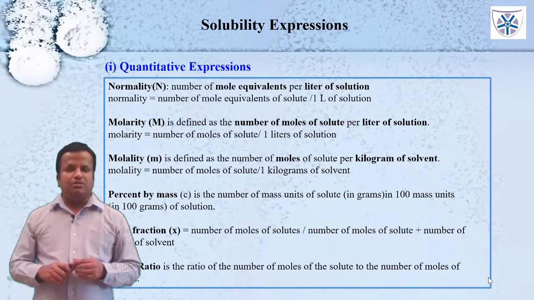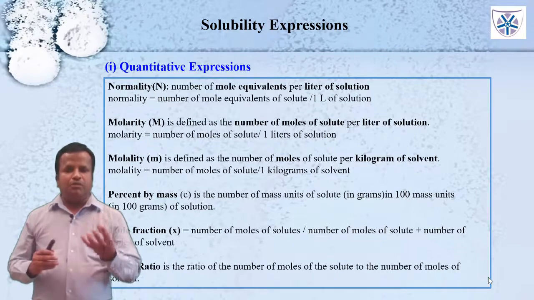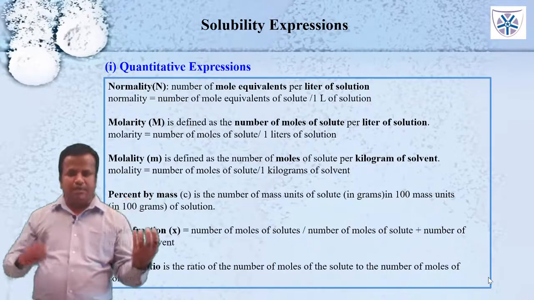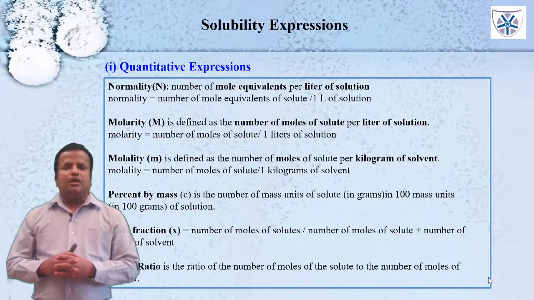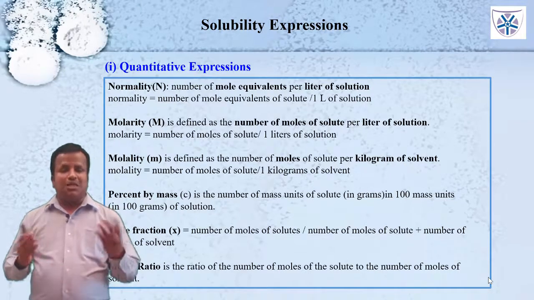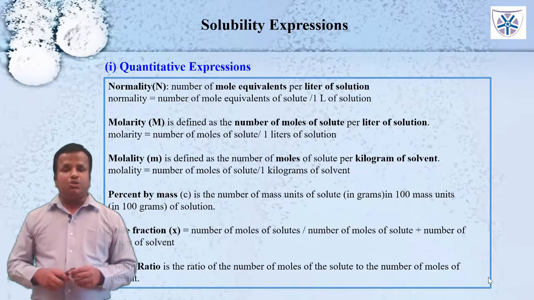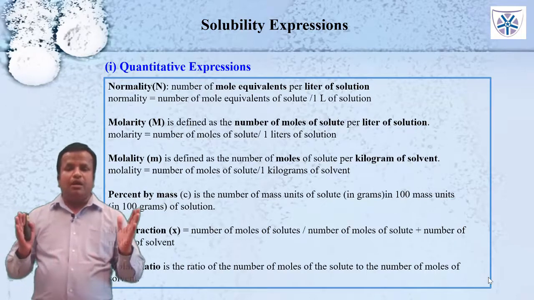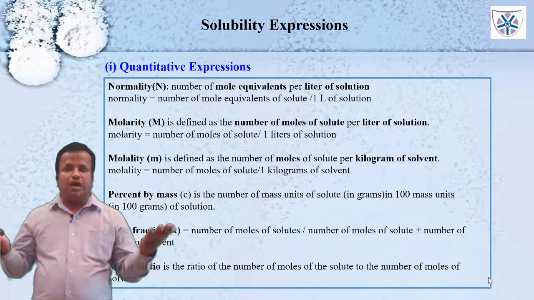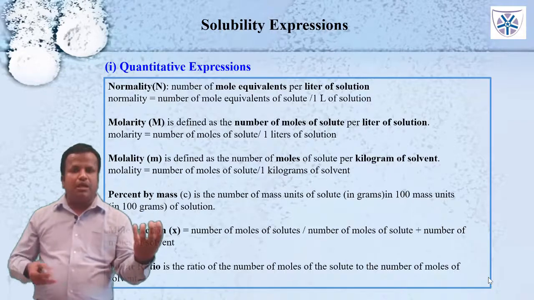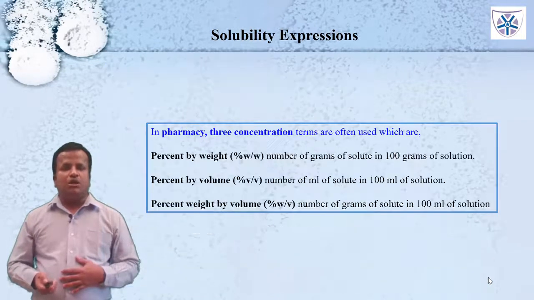Then mole fraction: the number of moles of solute divided by the total number of moles of solute and solvent is called mole fraction. The next is molar ratio. That is the ratio of the number of moles of solute to the number of moles of solvent. The ratio between the number of moles of solute and number of moles of solvent is called molar ratio.